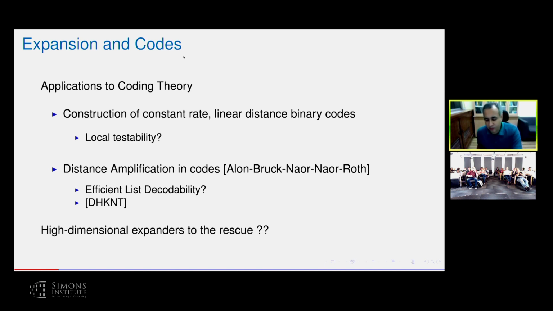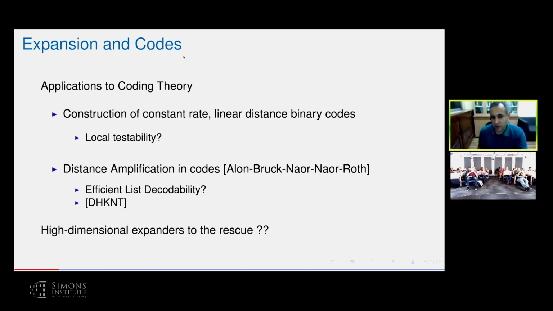The situation in the first application is not similar. We don't know, but it seems as if expansion is not sufficient. In fact, mere expansion is not sufficient to prove local testability. If you want local testability, possibly you need something like high dimensional expansion. It seems to be lurking behind in this one. So I will not talk about the second one, where we actually have a positive result. I'll spend the entire talk on the first one, to show why expansion helps in constructing constant rate linear distance binary codes, why mere expansion fails to achieve local testability, and why high dimensional expansion might come to our rescue.